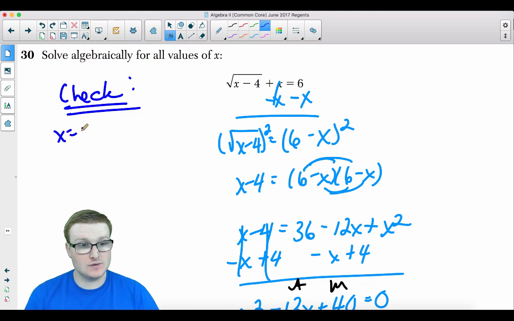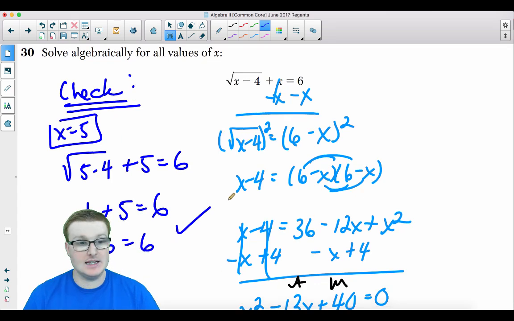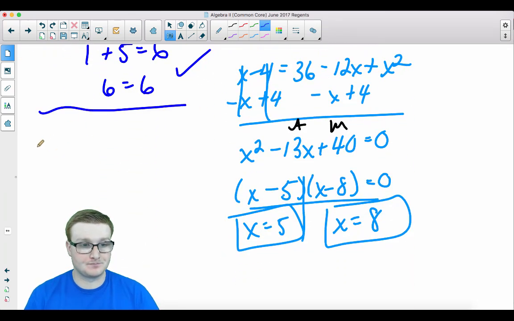We're going to check x equals 5 first. The square root of 5 minus 4, plus 5 equals 6. Well, the square root of 5 minus 4 is 1, plus 5 equals 6. Does 6 equal 6? And yes, it does. So 5 works out.